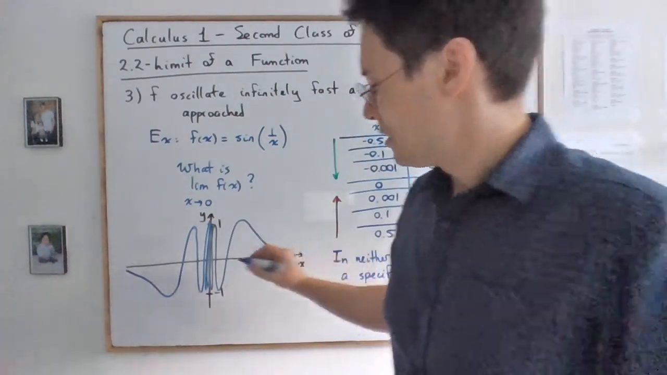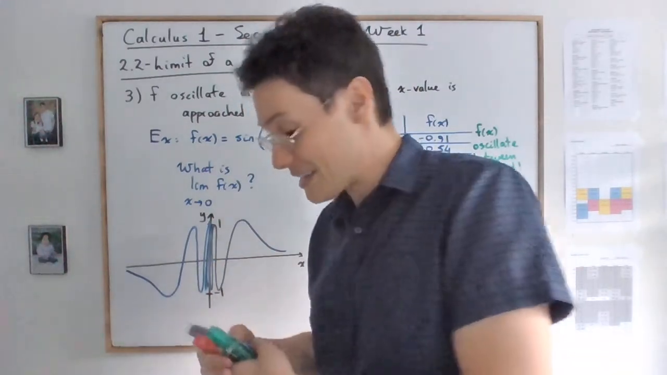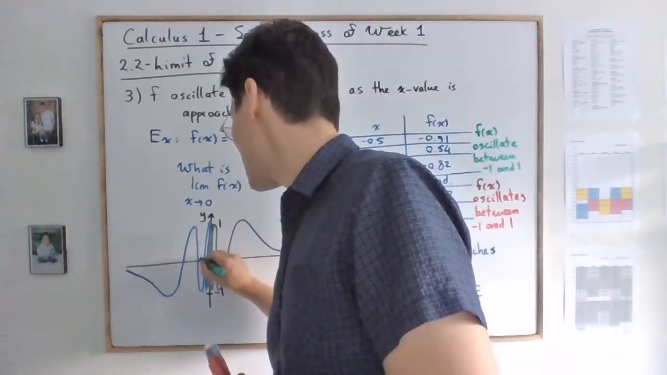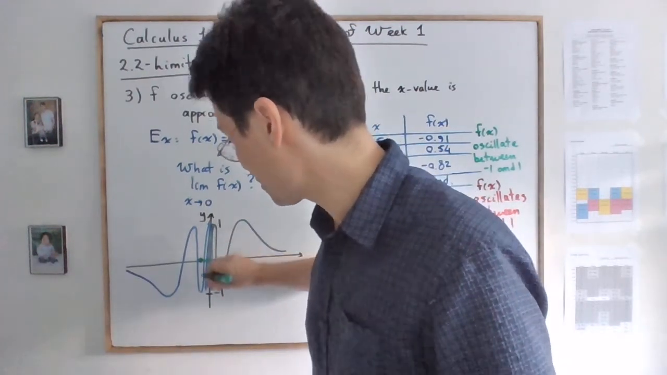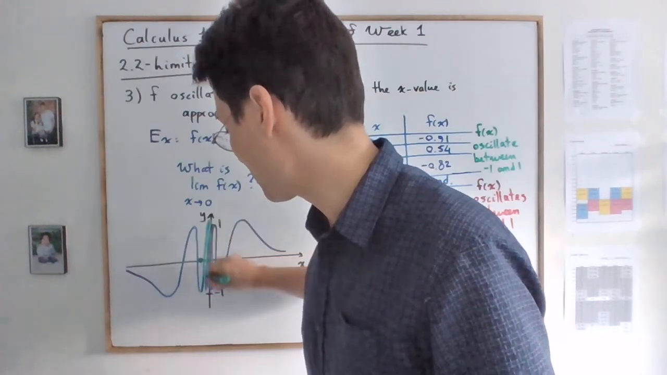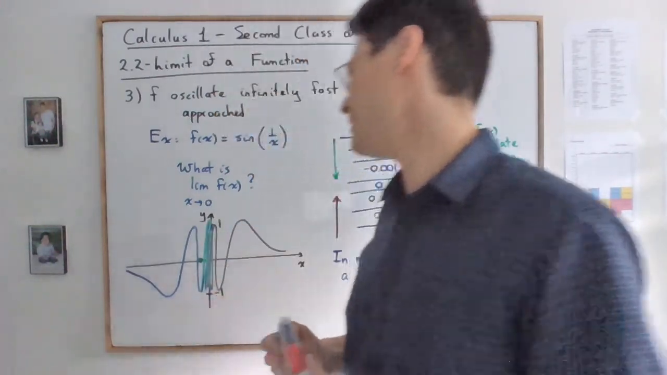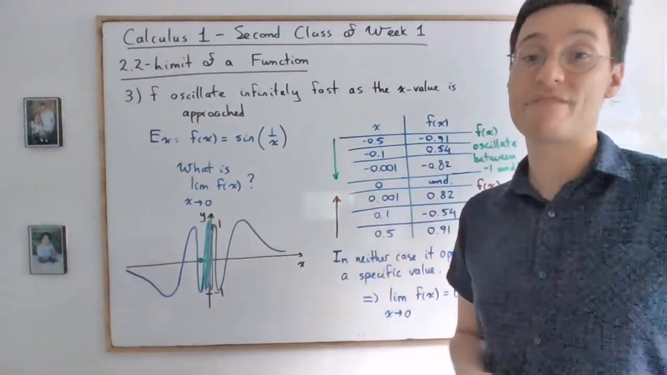That's what's happening. As 0 is approached from below, the function just goes like so. It's actually hard to sketch, but there you go. It does this. So it's not approaching a specific value, and the same thing is happening from above.